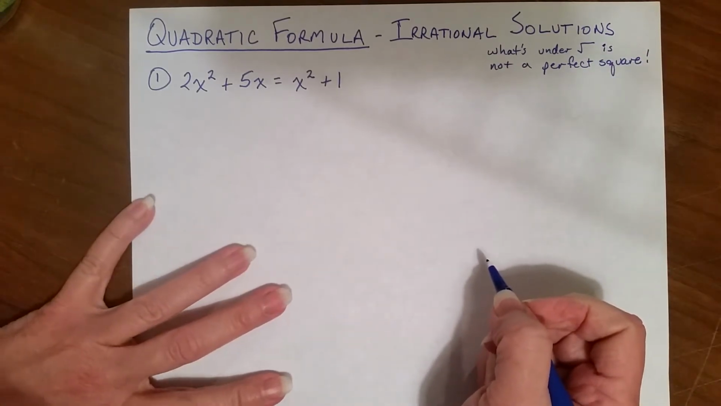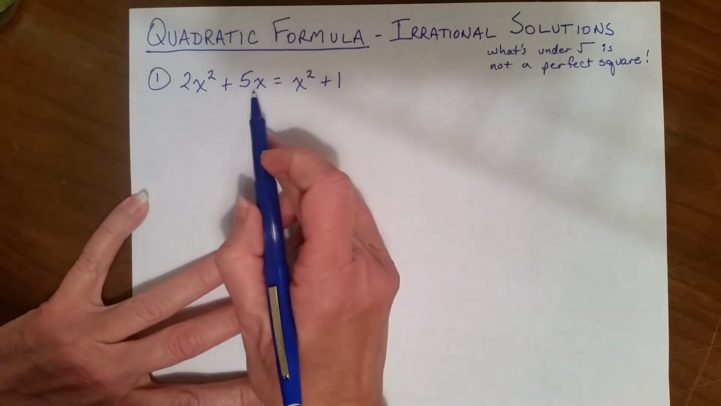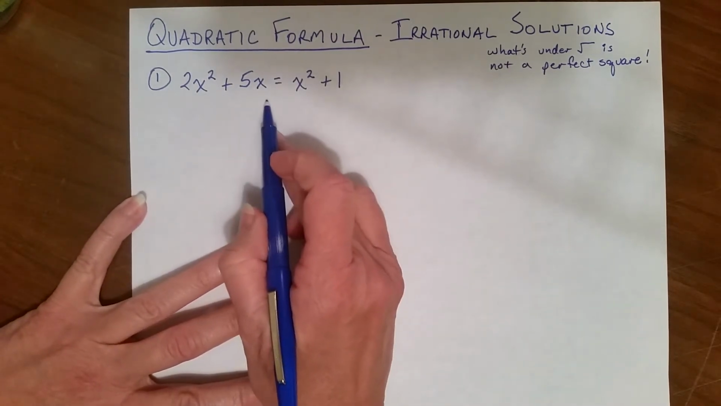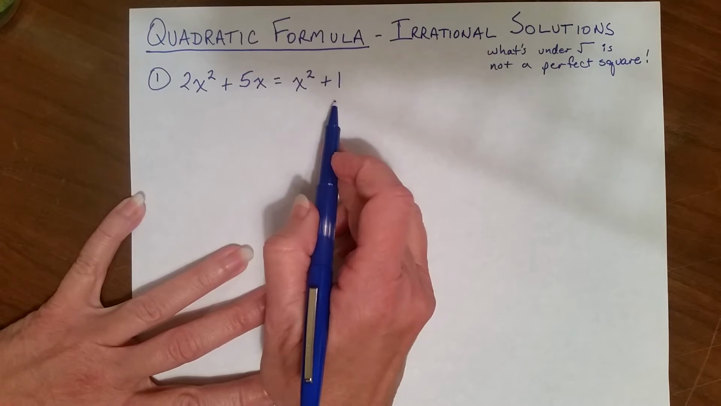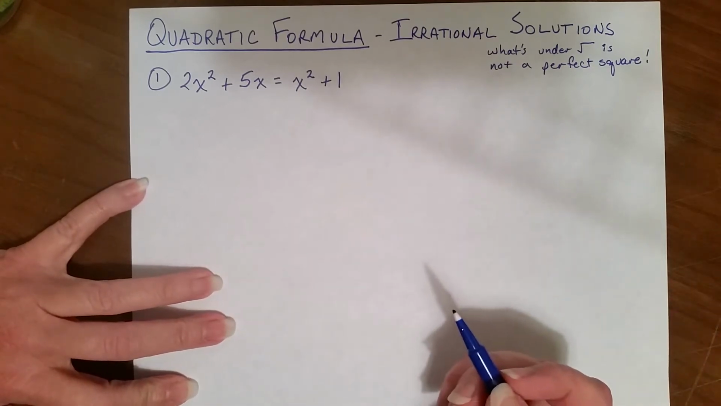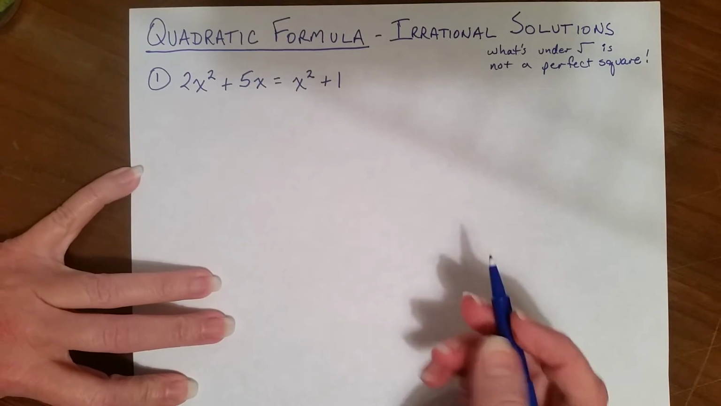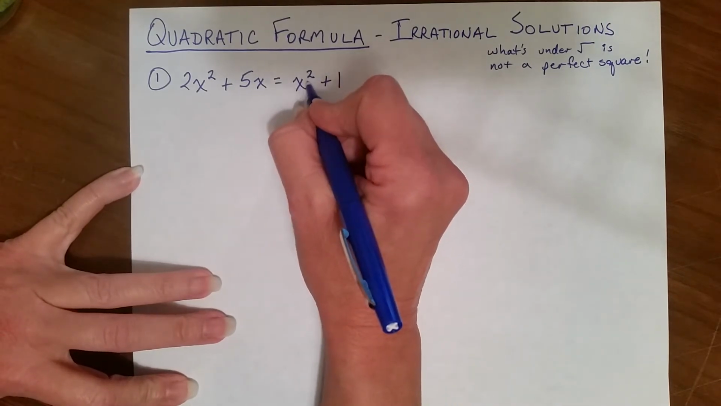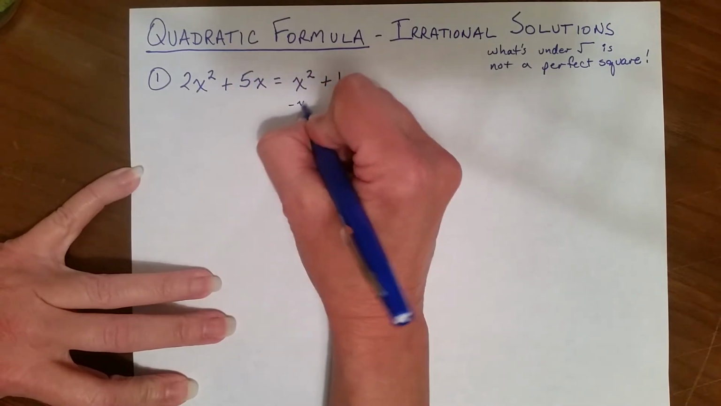All right, first, we're going to start with this one: 2x squared plus 5x equals x squared plus 1. Of course, the first thing we have to do is get it in standard form. We have to set it equal to 0. So I'll have to subtract x squared from both sides.